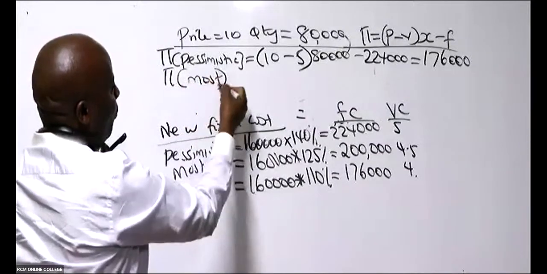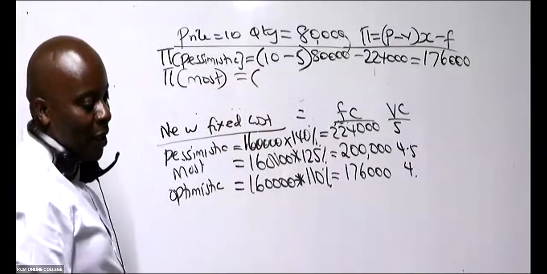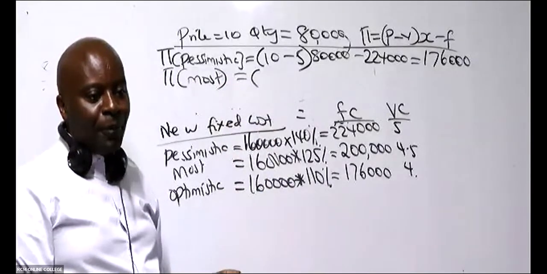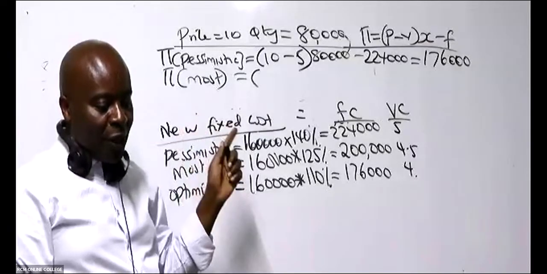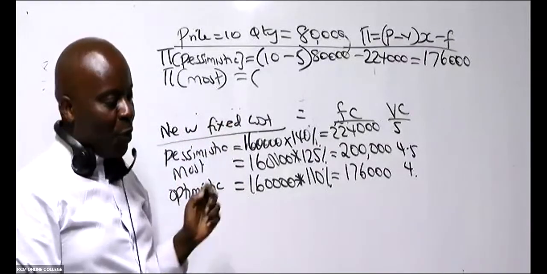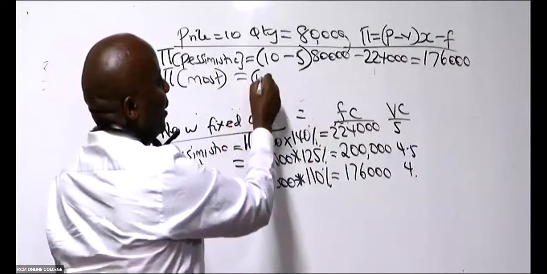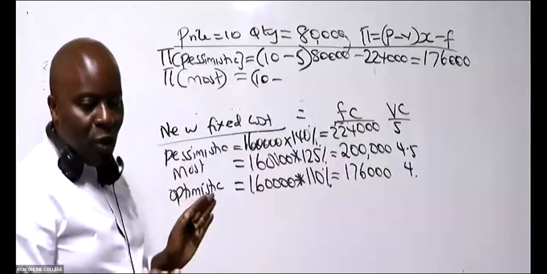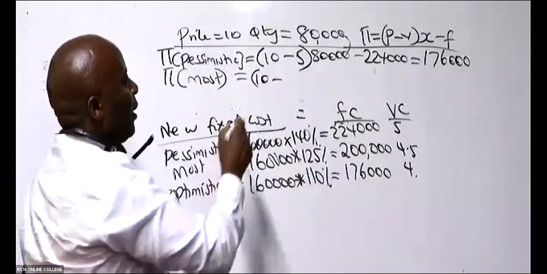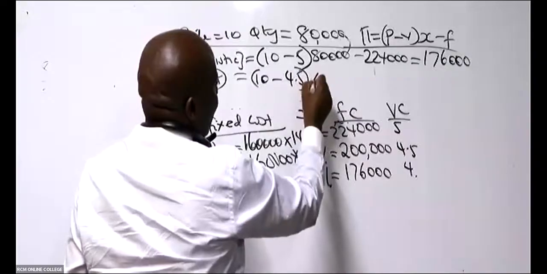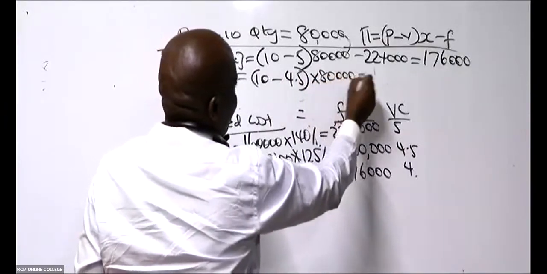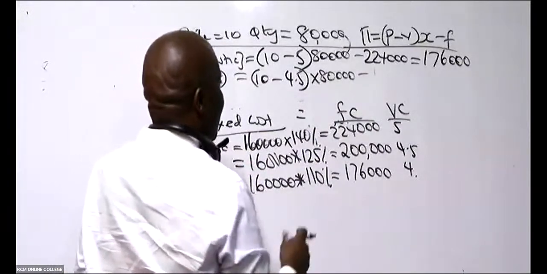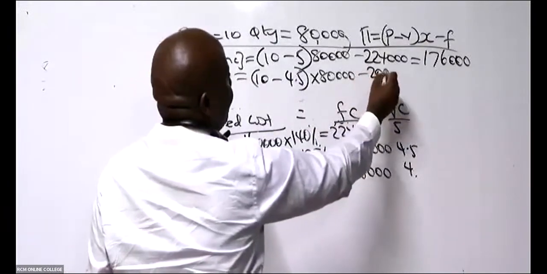So go ahead and give us profit of a pie, if in this case here we have most likely. Most likely. So now you are following this format. Do we know the selling price? It is 10 minus the variable cost in the most likely case, which is 4.5. The quantity is not going to fluctuate. The quantity is 80,000. But remember, fixed costs are fluctuating, right? So fixed cost most likely is 200,000.